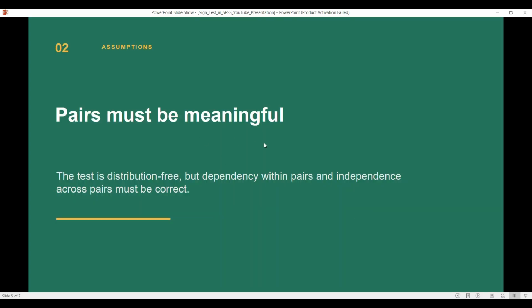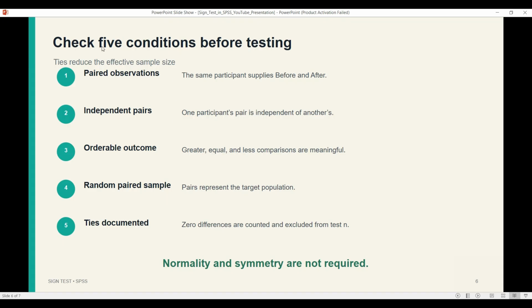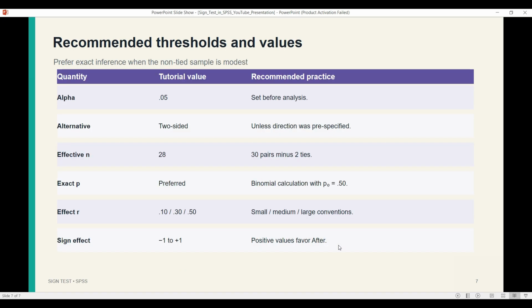Pairs must be meaningful. The test is distribution free, but dependency within pairs and independence across pairs must be correct. These are the five checks before performing the sign test: paired observations, independent pairs, orderable outcome, random paired sample, and ties documented. This sign test doesn't require normality or symmetry of the data.